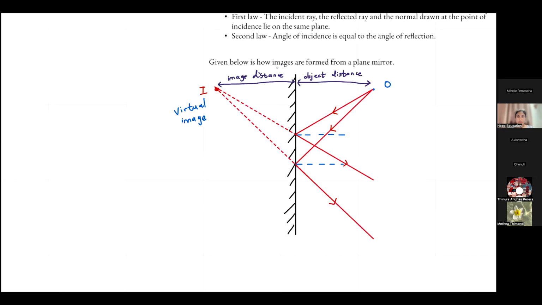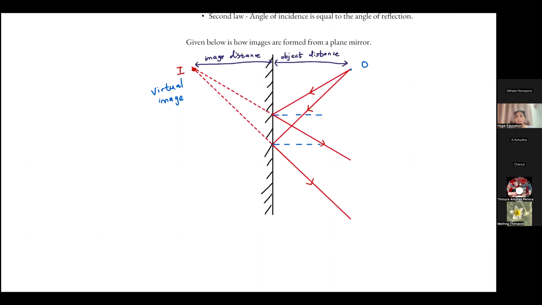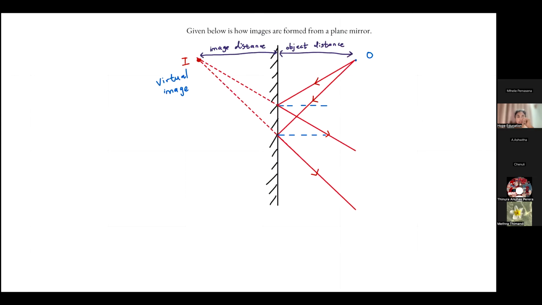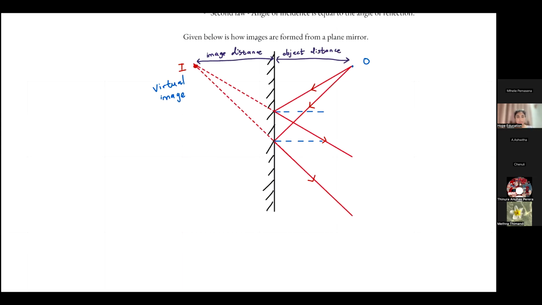You wrote this as a point, no? So draw this diagram underneath, and I will write a point here.